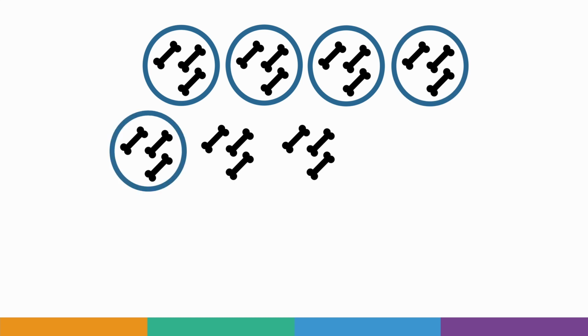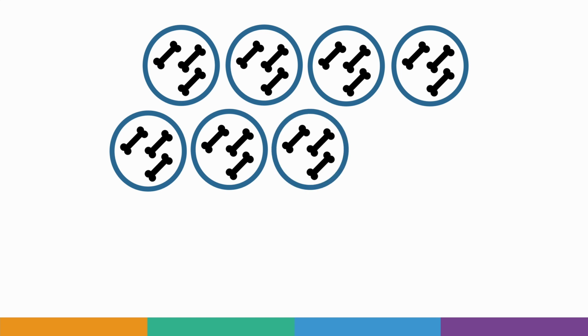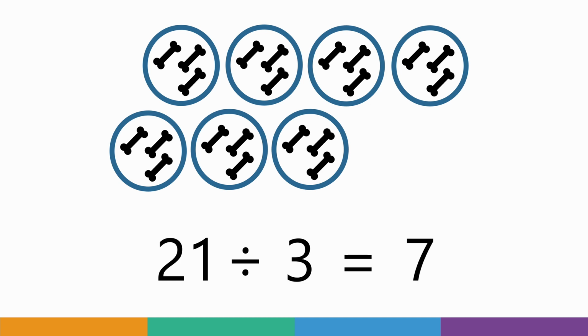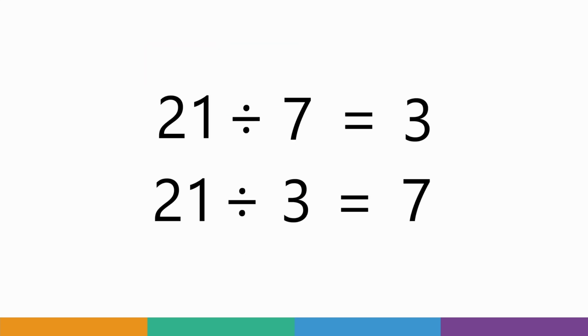We can multiply this out. 3 plus 3 is 6, plus 3 is 9, plus 3 is 12, plus 3 is 15, plus 3 is 18, plus 3 more is 21. 7 times 3 is 21. Or we can say 21 divided by 3 equals 7. 21 divided by 7 equals 3. 21 divided by 3 equals 7.